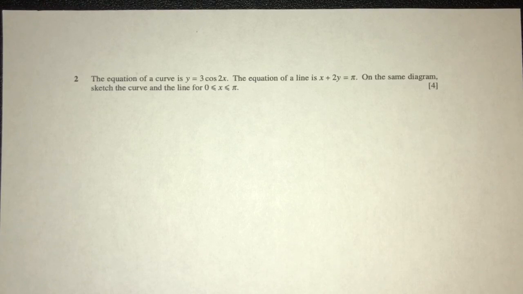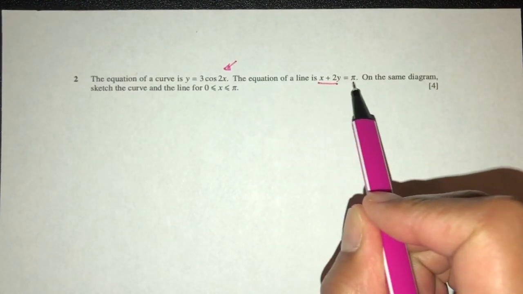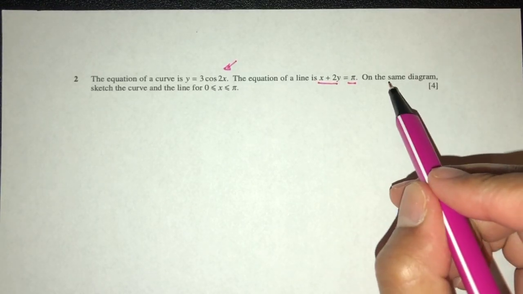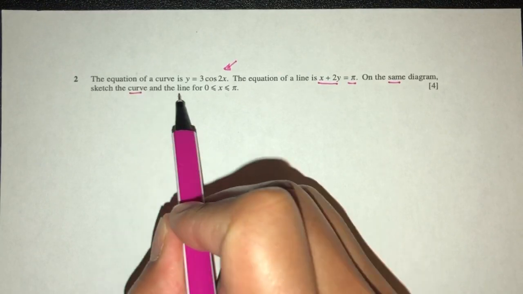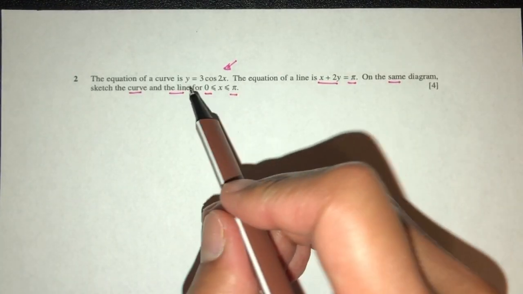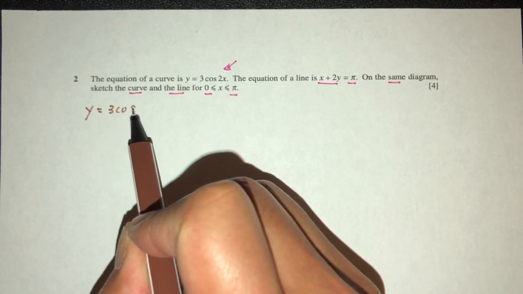The equation of the curve is this. Okay, good to know. The equation of the line is this. Okay, we have a curve and we have a line. On the same diagram, sketch the curve and the line between this domain. So pretty easy. First, we have to sketch the curve y = 3 cos 2x.